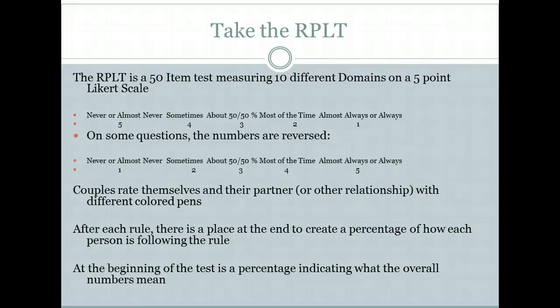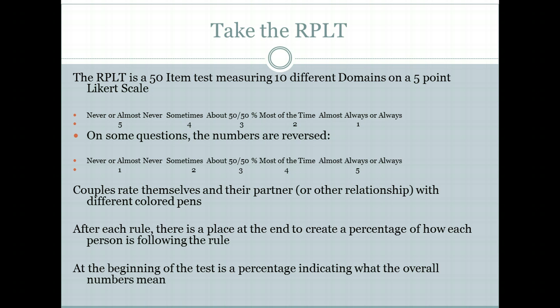Okay, so here's how to take the relational process litmus test. The RPLT is a 50-item test measuring 10 different domains on a 5-point Likert scale, ranging from never or almost never, sometimes, about 50-50% of the time, most of the time, or almost or always. On some questions, the numbers are reversed, where never or almost never has a 1, sometimes has a 2, about 50-50 has a 3, most of the time has a 4, and almost always has a 5.